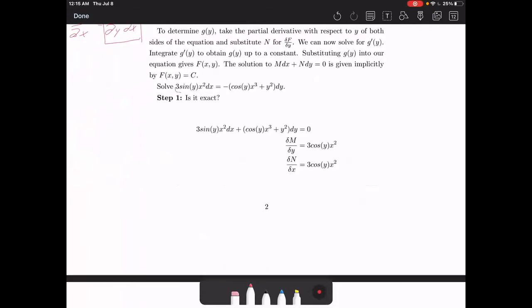So we have 3 sin(y) x squared dx is equal to negative cos(y) x cubed plus y squared dy. First question: is it exact? Well, when we're checking exactness, we take ∂M/∂y and we compare it to ∂N/∂x. So the derivative of 3 sin(y) x squared with respect to y is 3 cos(y) x squared. Right there.